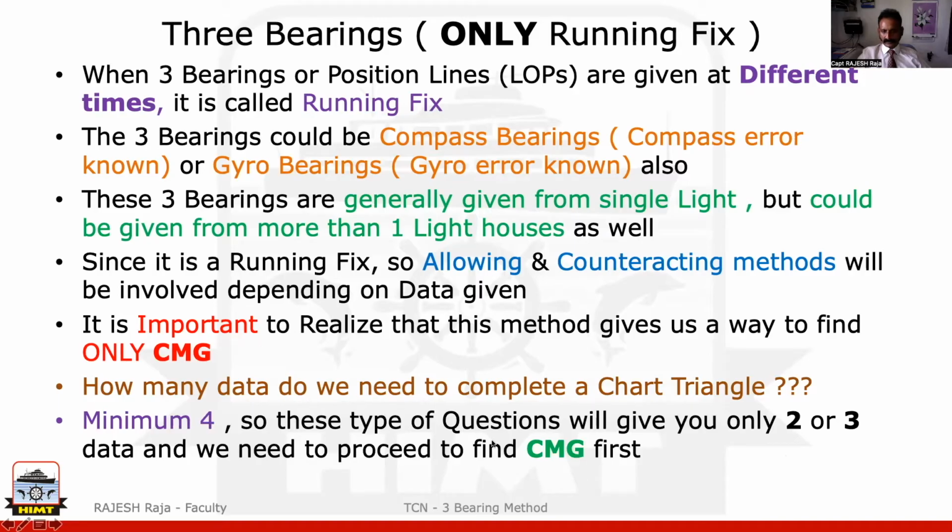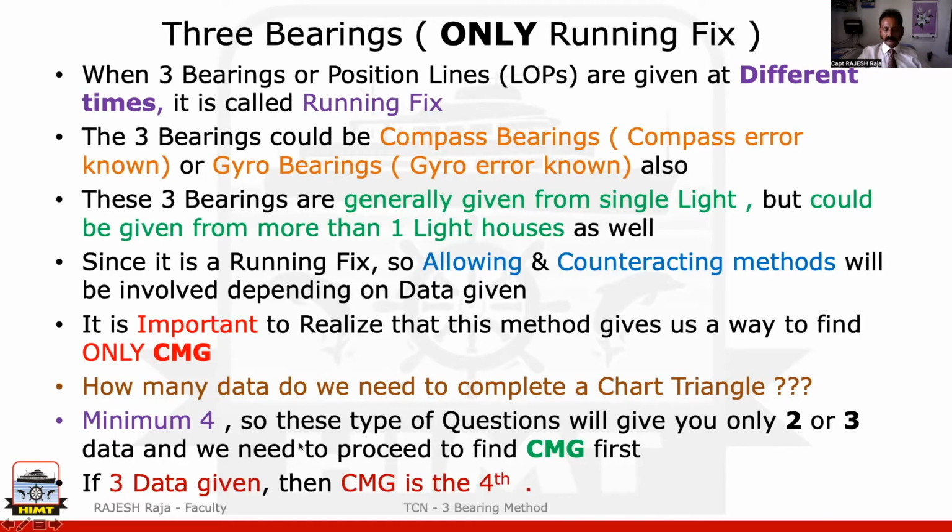So the moment I don't have enough data to complete the chart work triangle, the first thing I can attempt is to get a CMG, because CMG wouldn't have been given in the question. This procedure of the 3-bearing method gives me only CMG, which we have already seen marked with red color. It's very important. There's only CMG, not even your SMG or DMG. There's only CMG.